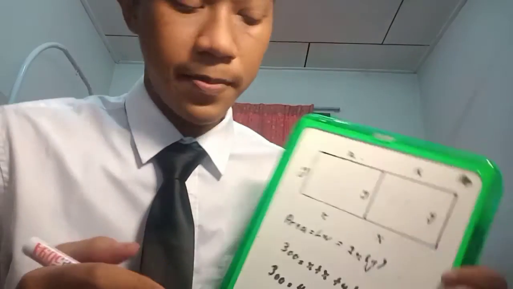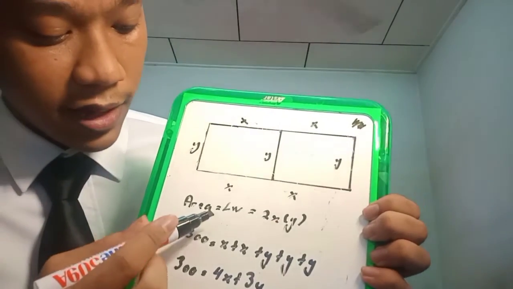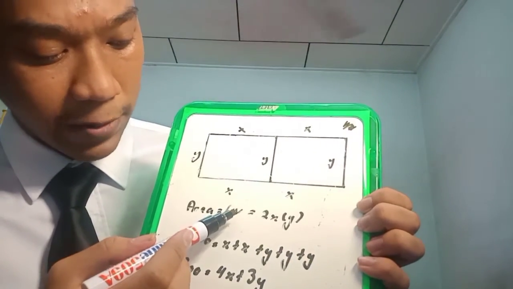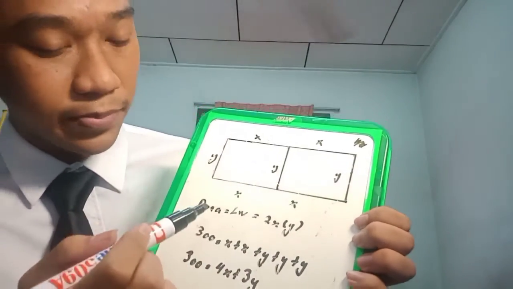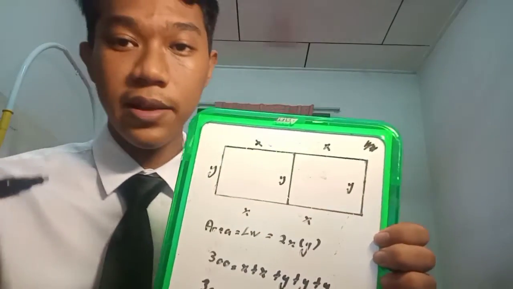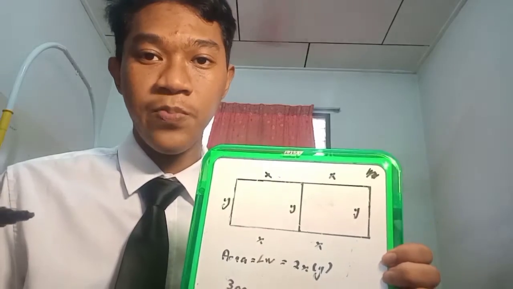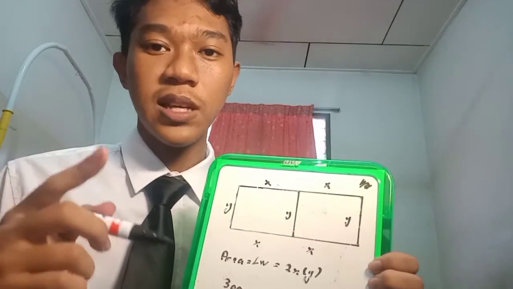So the first step is we must express the thing we want to maximize, the area, as a function of the 2 unknowns x and y. So what we get here is area is equal to length multiplied by width, which is 2x multiplied by y. This is because the area is a function of 2 variables. Step 1 has 2 additional substeps.